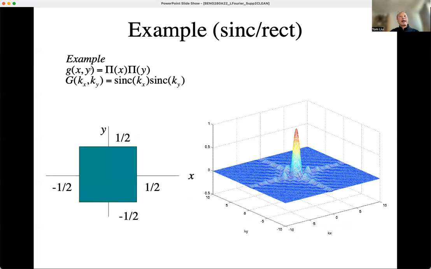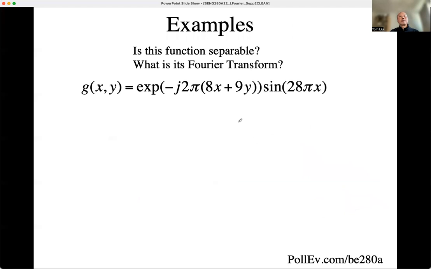So this is an example of that. Essentially, this is my two-dimensional rect function, and this is my two-dimensional sinc function. Okay, so the question is: is this function separable, and what is its Fourier transform?